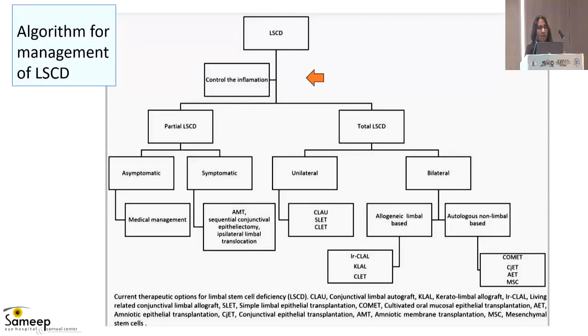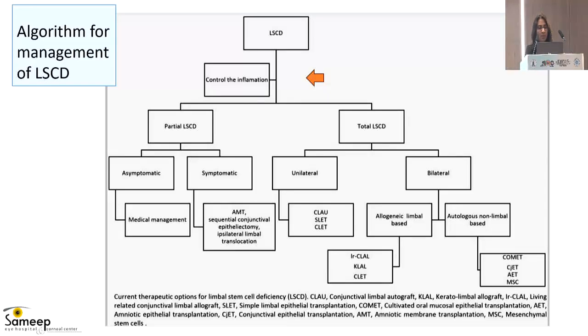If you look at this algorithm, the first and foremost part of treating a limbal stem cell deficiency is controlling the inflammation of the ocular surface. That is very important to maintain the stem cells which are transplanted from the fellow eye or from the donor. So this is the most important part. Then we can divide it into partial limbal stem cell deficiency or a total. If it is partial, the patient could be asymptomatic, which can be just treated with medical management, maybe occasionally with lubricants and occasionally with topical soft steroids.